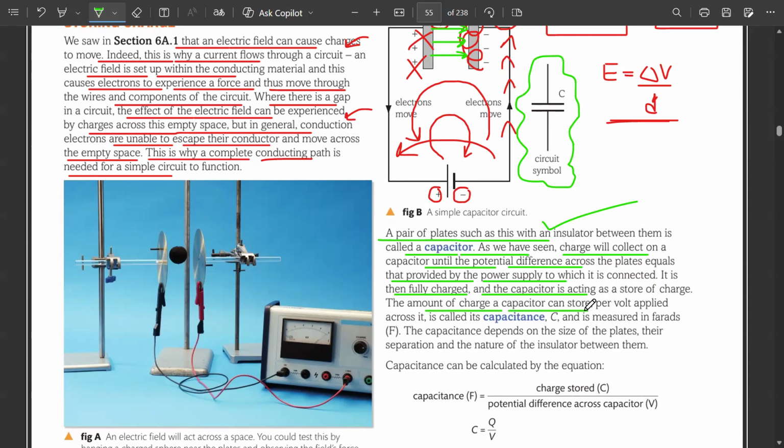The amount of charge a capacitor can store per volt applied across it is known as capacitance. That is, how much charge a capacitor can store, and capacitance is measured in farads. This capacitance also depends on the size of the plates as well. The greater the size of the plates, the greater the separation, the greater will be the capacity to store charge, and the greater will be the capacitance as well. Capacitance comes from capacity. Capacitance comes from the capacity to store charge between the plates, and it also depends on which insulator is being used between the two plates.